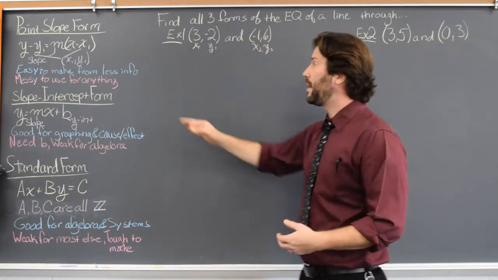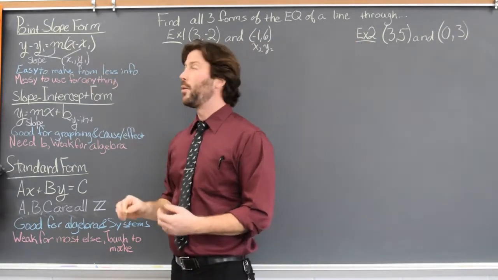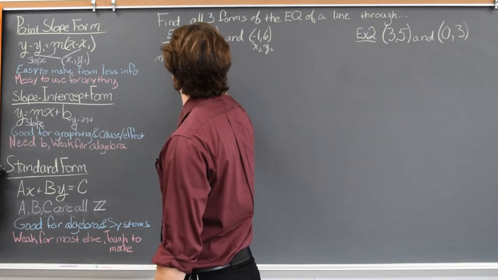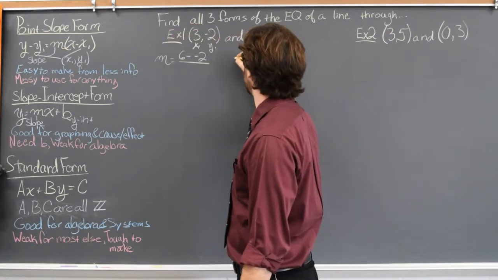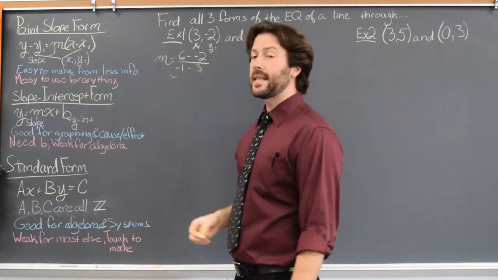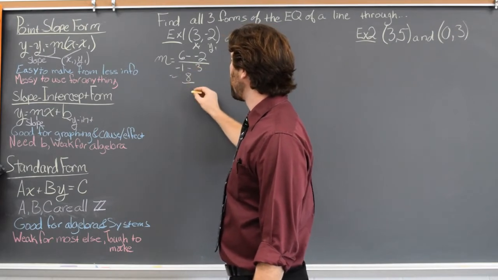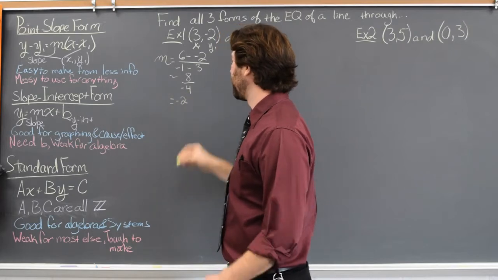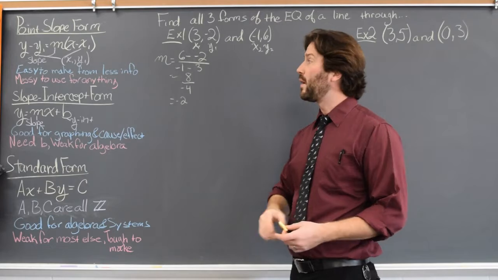Now, if I'm going to put them in point-slope form, I've got x1, y1. The other thing that I need to find is slope. Okay, so m is going to be equal to 6 minus -2 over -1 minus 3. Now minus a negative becomes plus, so 6 plus 2 is 8, over -1 minus 3 is -4, and our slope is -2.